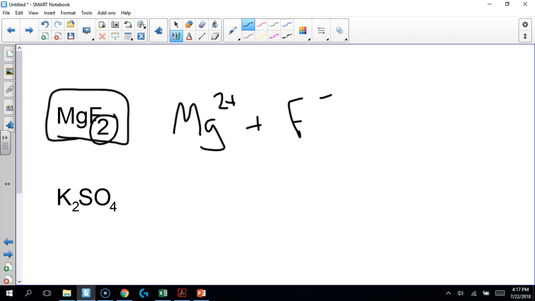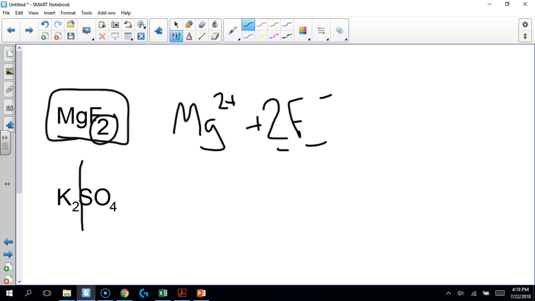How many F's do we have? We have 2 F's. So we're going to put that here, and we're going to say Mg2 plus and 2 fluorine ions. And so that's how we indicate that. Now it can be a little tricky here when we split this apart. I draw the line there to split apart.